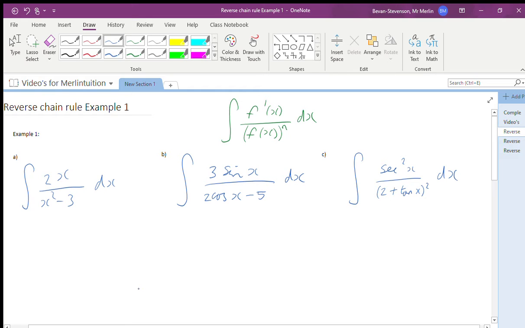Today we are looking at the reverse chain rule. Specifically, we are looking at integrals in the form of f dash of x over f of x to the power of n, always integrated with respect to x.